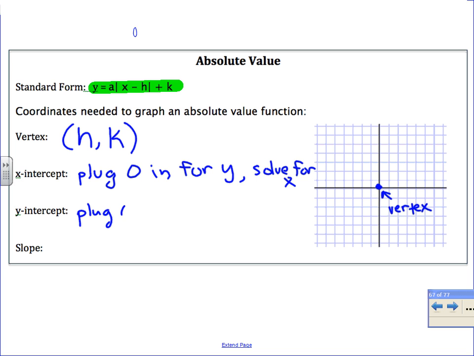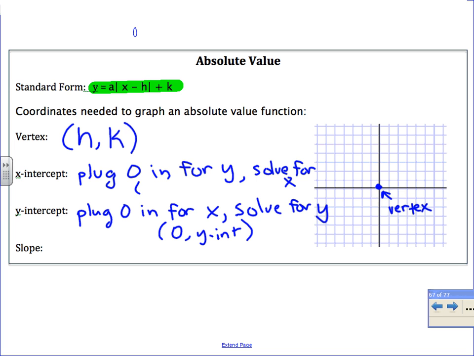Y-intercept: you plug 0 in for x and solve for y. So for a y-intercept, the graph will cross the y-axis. The ordered pair for the y-intercept is always (0, whatever y is). And for the x-intercept, the ordered pair would be (whatever the x-intercept is, 0).